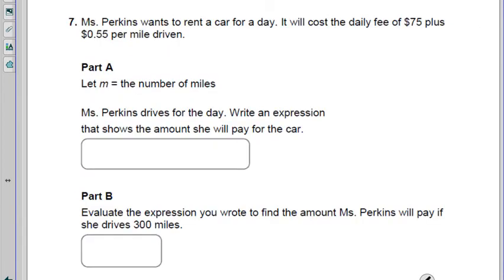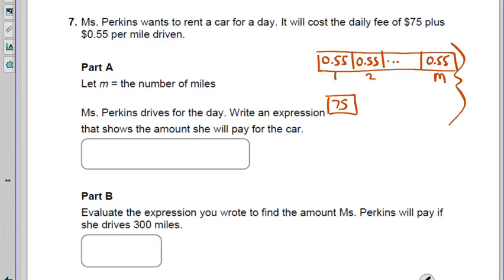All right, for question 7, Miss Perkins wants to rent a car for the day. It costs a fee of $75 plus 55 cents per mile. So let's draw a bar model. So 1 mile is 55 cents, the second mile is another 55 cents, so on and so forth for M groups of 55 cents. And plus we have 75 bucks. So for the first bar, I'm going to have 55 hundredths M plus 75. And that's our solution.